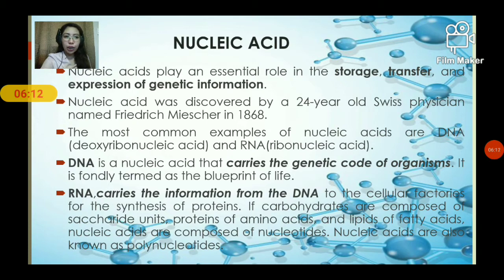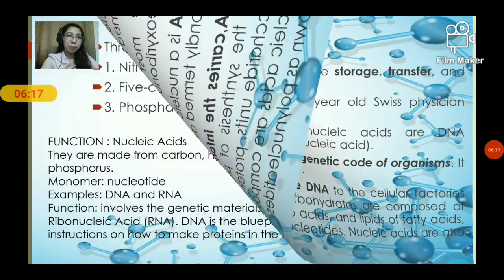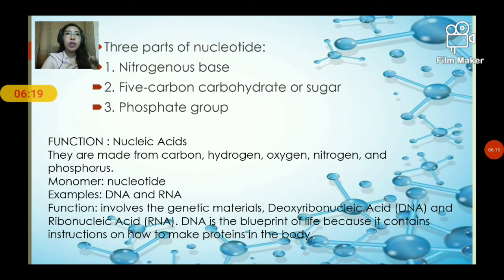So nucleic acids are also known as polynucleotides. There are 3 parts of a nucleotide: a nitrogenous base, a 5-carbon carbohydrate or sugar, and a phosphate group. The function involves the genetic materials, DNA and RNA. DNA is the blueprint of life because it contains instructions on how to make proteins in the body. So the monomer for nucleic acid is the nucleotide. Okay?